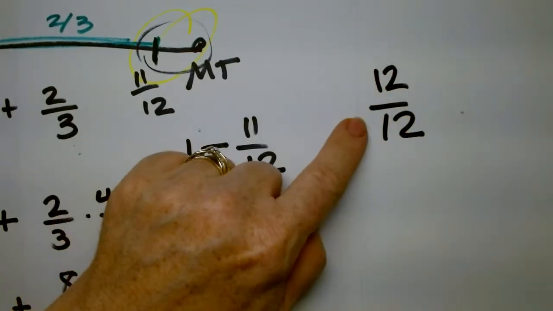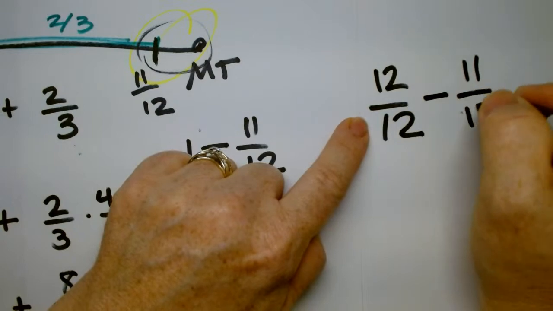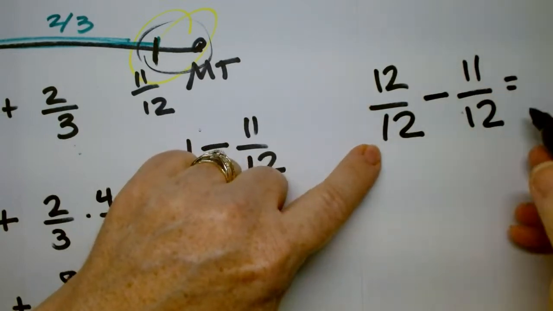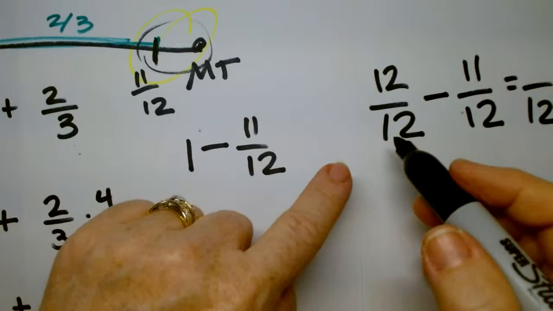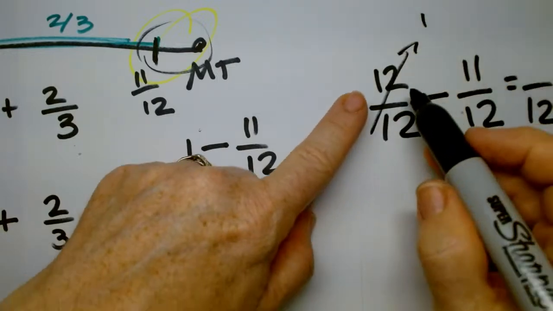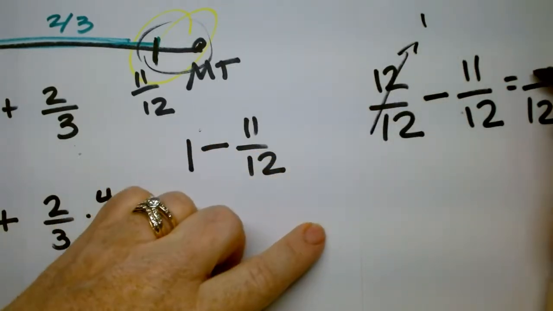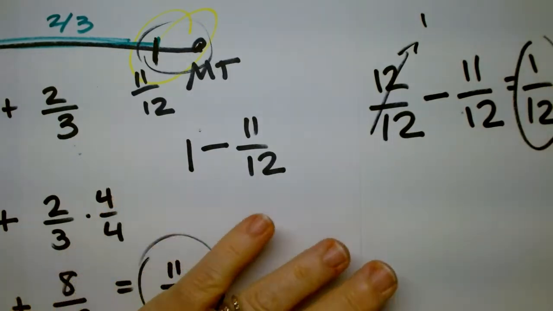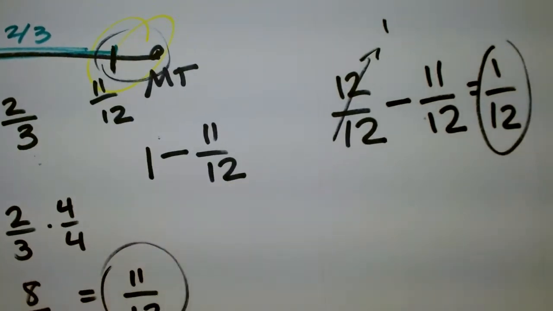Right, that's 1. And then we're going to subtract how much we've already driven. So the bottoms are the same, 12, right? Because that's the definition of 1. So this was 1. So 12 minus 11 is 1. So we have 1/12 to go. Yay! Okay, great. How many miles is that?